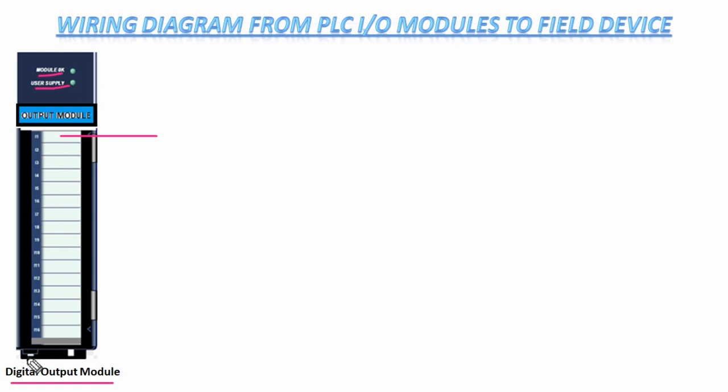And there is a total of 16 channel digital output card. Here it is mentioned I1, I2 to I16, but actually it should be O1, O2 to O16. Hence please do the correction. So a total of 16 outputs will be generated from this output module.